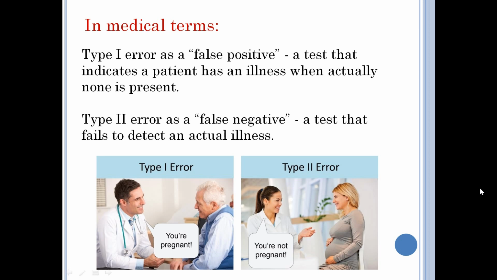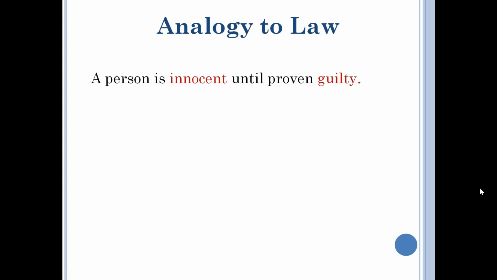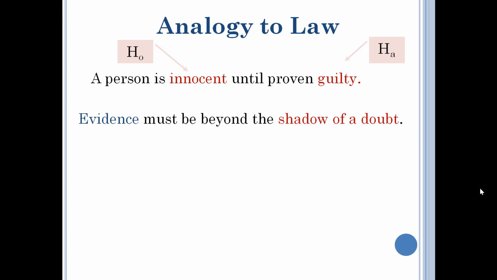Let's look at it from a different perspective, from the law perspective. A person is innocent until proven guilty. The null case is that the person is innocent. There is no evidence that this person committed any crime until proven guilty. So guilty is the other case that this person has actually committed the crime. Evidence must be beyond the shadow of doubt. Evidence in terms of statistics is determined by the p-value. And we said that the p-value needs to be less than alpha. So alpha is the shadow of doubt.